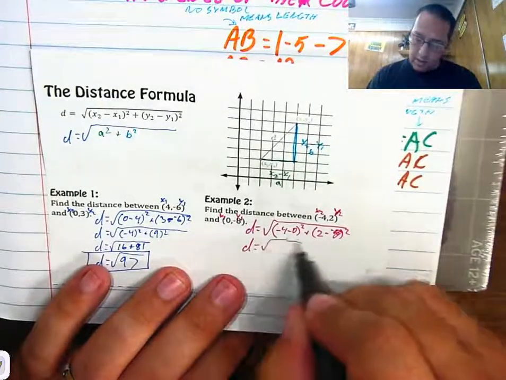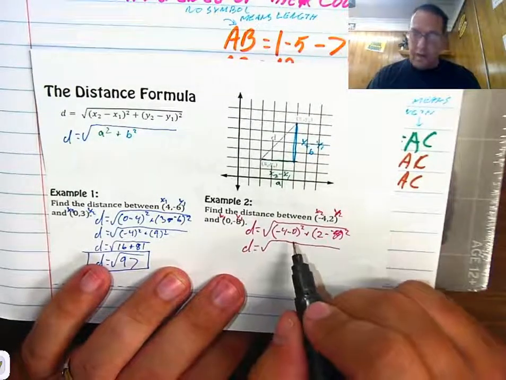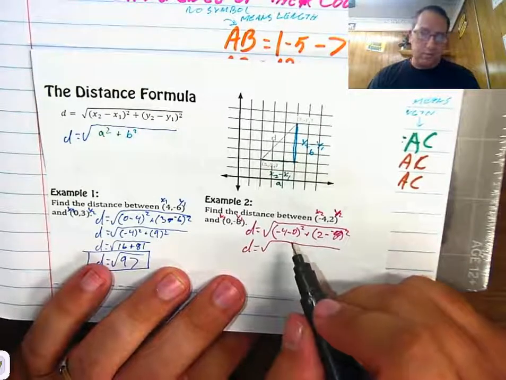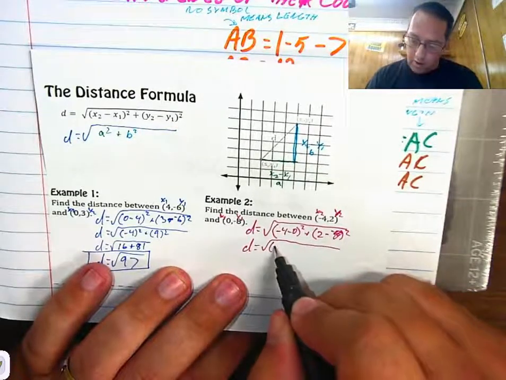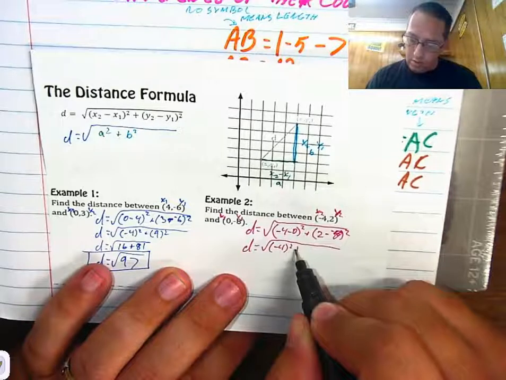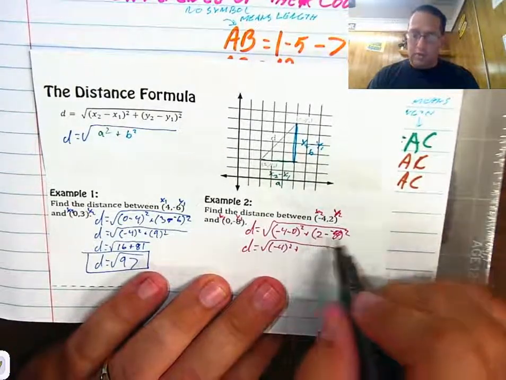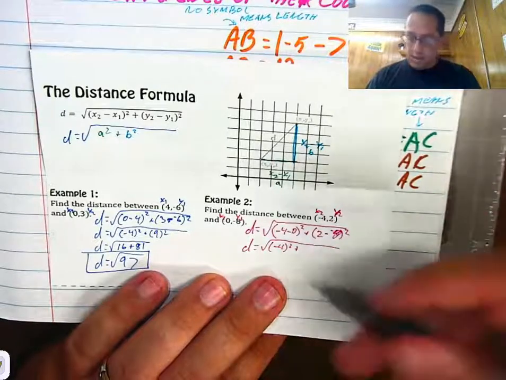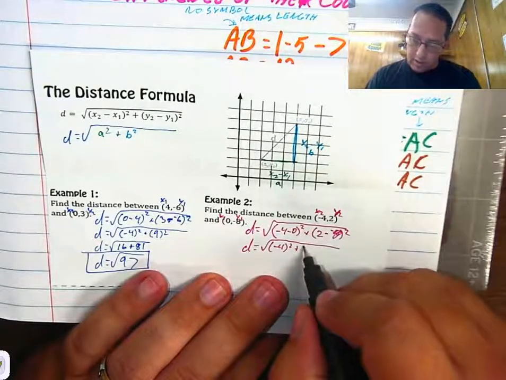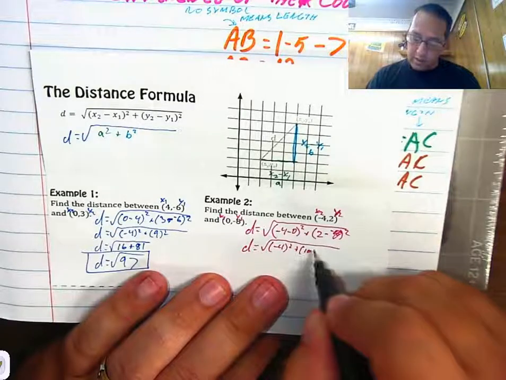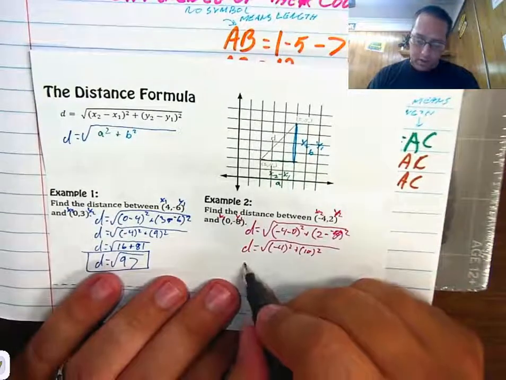So d is the square root of negative 4 minus 0. Well, minus 0, that doesn't do anything. So that would be negative 4 squared plus, 2 minus negative 8. Again, add the opposite, so that turns into plus 8. So this is 10 squared.